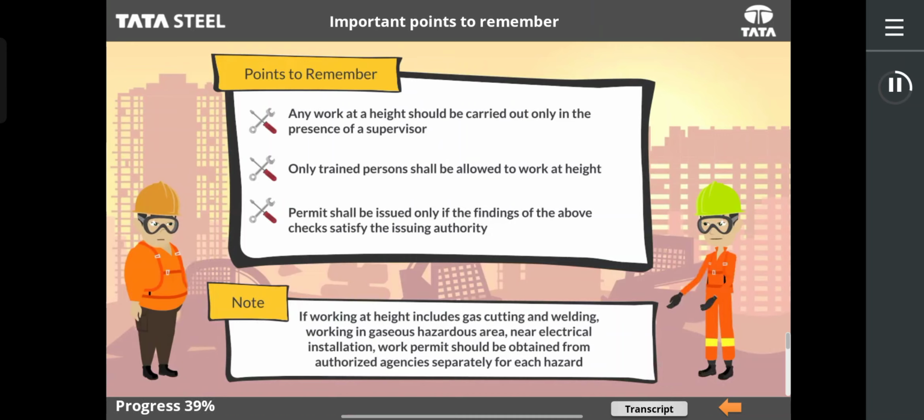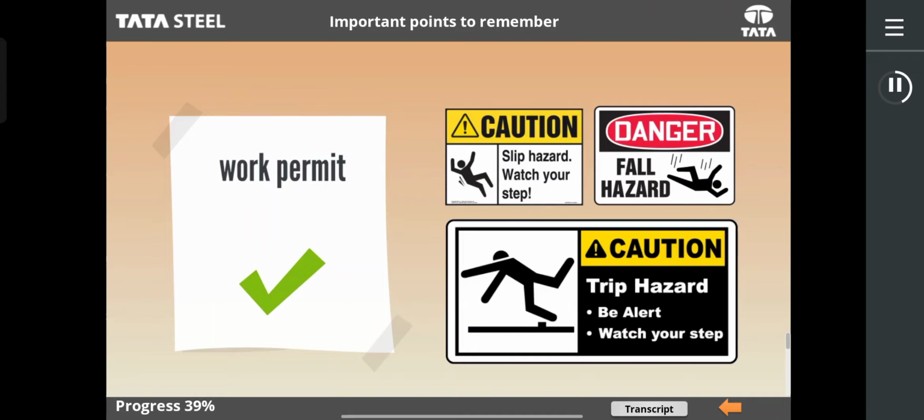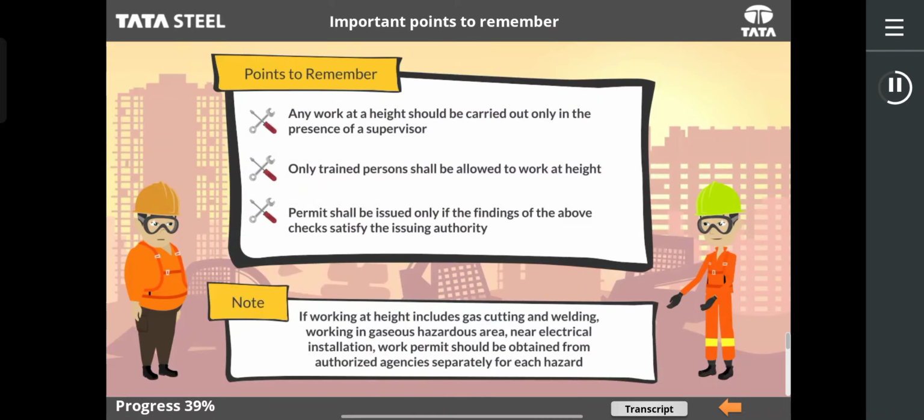Correct. In addition, if working at height includes gas cutting and welding, or working in a gaseous hazardous area near electrical installation, a work permit should be obtained from authorized agencies separately for each hazard. The work permit shall be returned daily after completion of the job. The work permit issuing authority of the owning department, after completion of the job, should complete the form by filling in part E in the original along with the white copy.